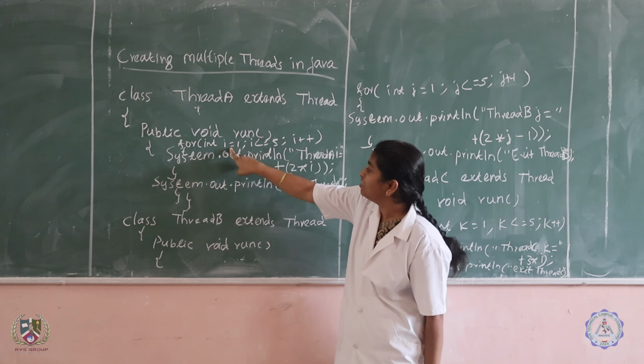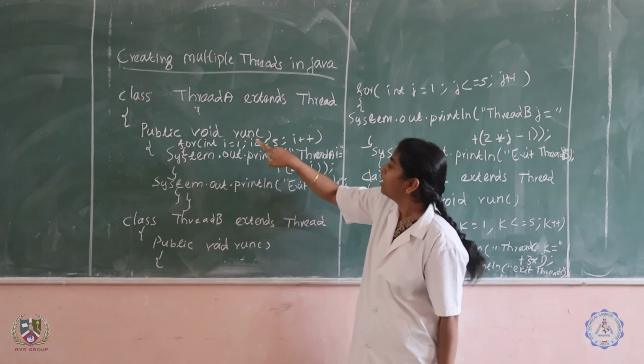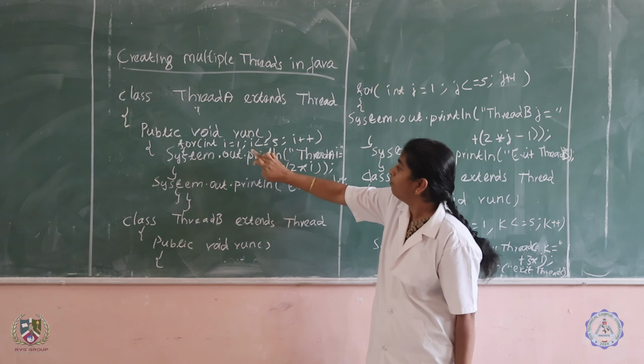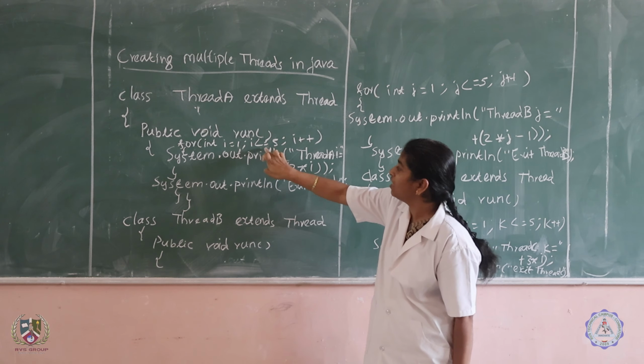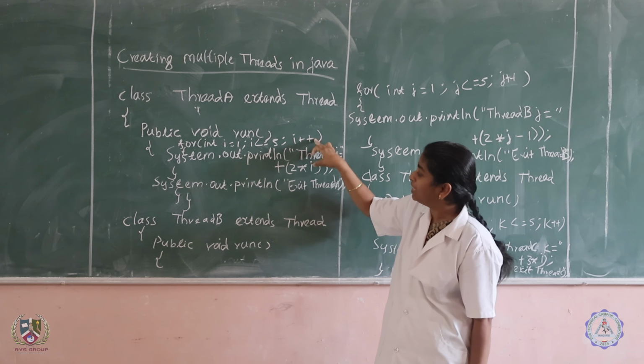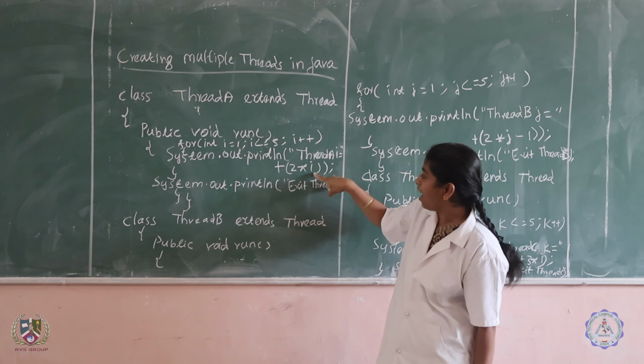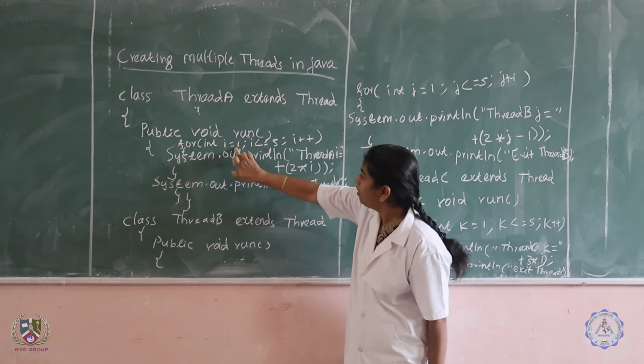First, the initialization: i = 1. Then what is the condition? i <= 5. Next, the incrementation is i++. What are we printing? 2 * i, starting from 1.